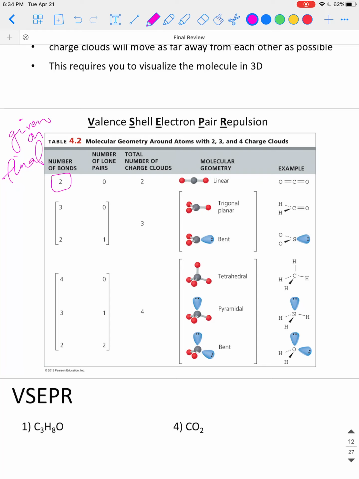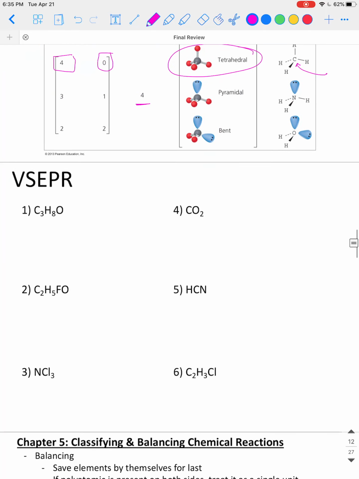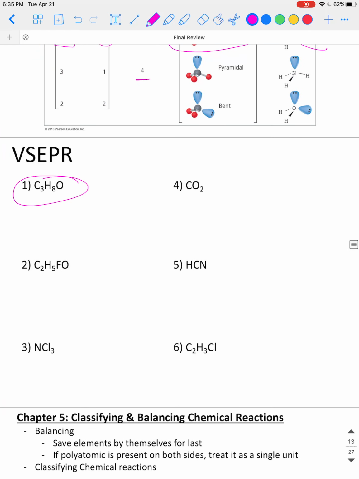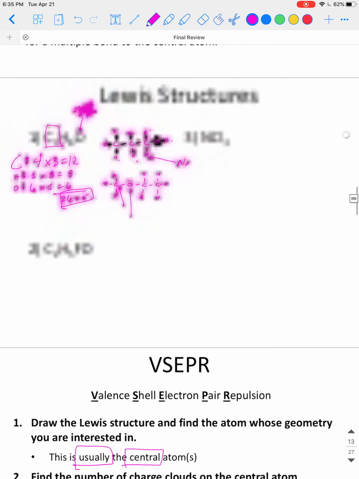So you will come to the chart. You'll count up the number of charge clouds, and you'll allow that to help you predict the shape. If I have 2 bonds, no lone pairs, that's 2 charge clouds overall. I'm a linear molecule. If I have 4 bonds, no lone pairs, carbon often does this, so that's 4 charge clouds total. I'm tetrahedral. Okay, again, carbon, as I said, often does that, often tetrahedral. So you'll have that on the final, but just know how to use this so that you get geometry correctly.